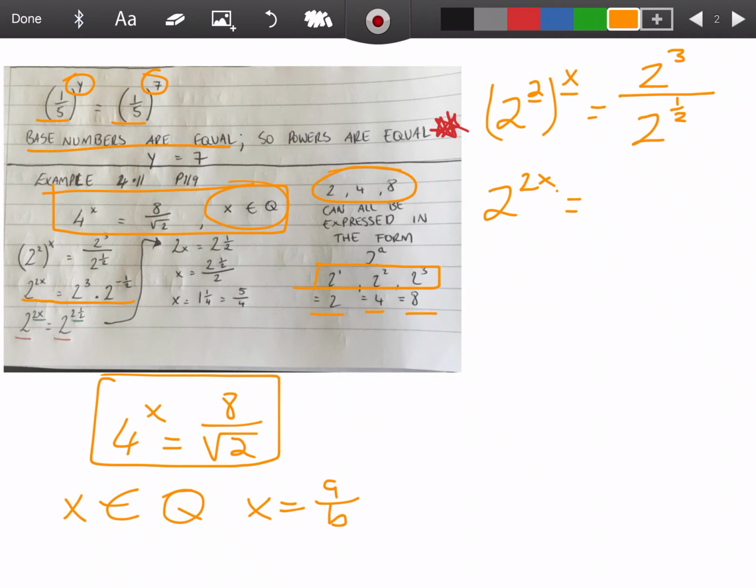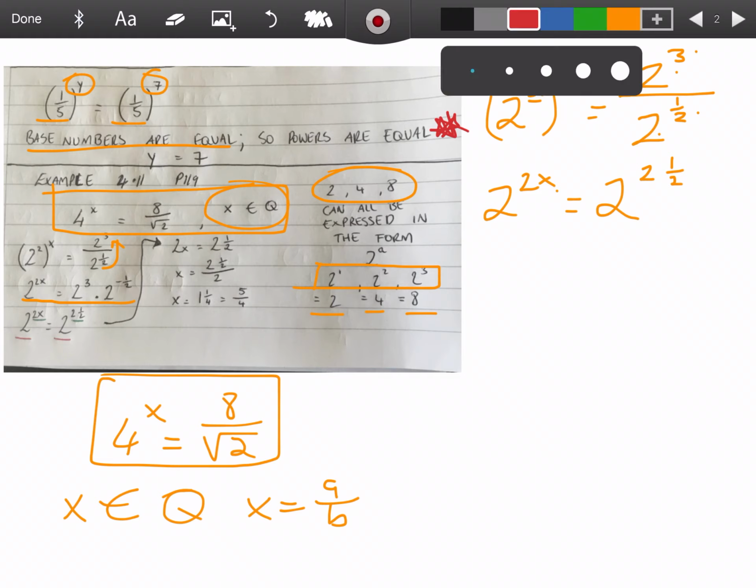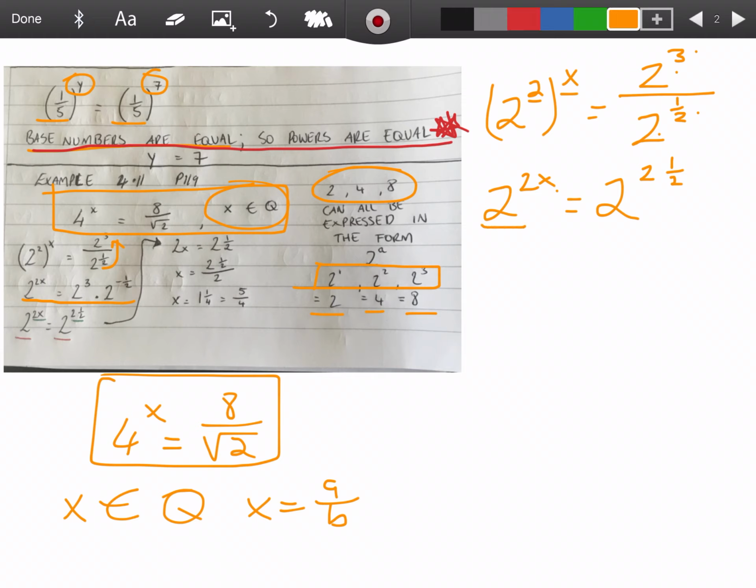Now you can see what I've done there. Down here, I brought the 2 to the power of a half up above, and then it became a minus, and then I took it away, and so on. You guys know if I've got power divided by power and the base numbers are the same, I can just do 3 minus a half. So that can become 2 to the power of 2.5, or 5 over 2, or whatever you want to say. Alright? Because 3 minus a half gives me 2.5. Now, we look back at my red star. I look back at this rule. My base numbers are equal, so the powers are equal.